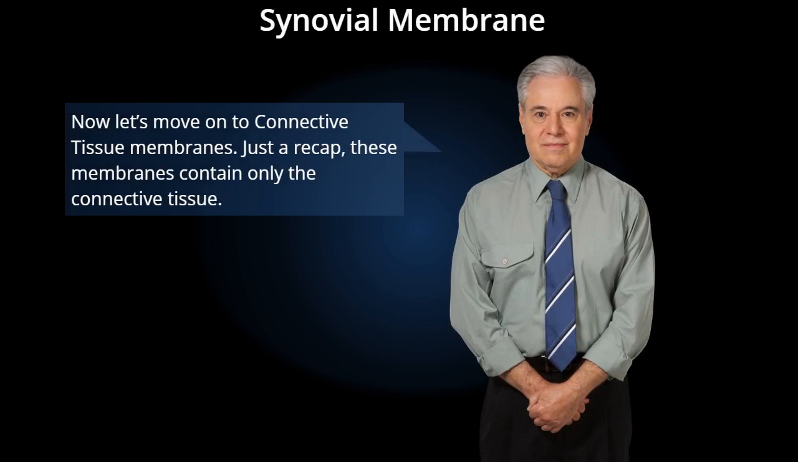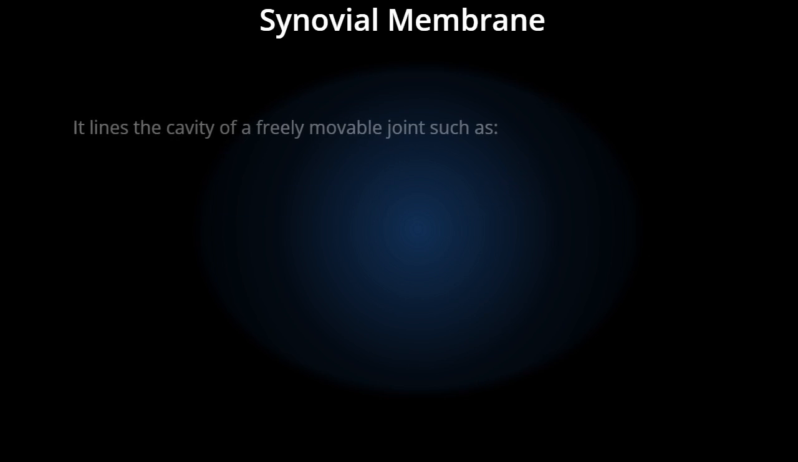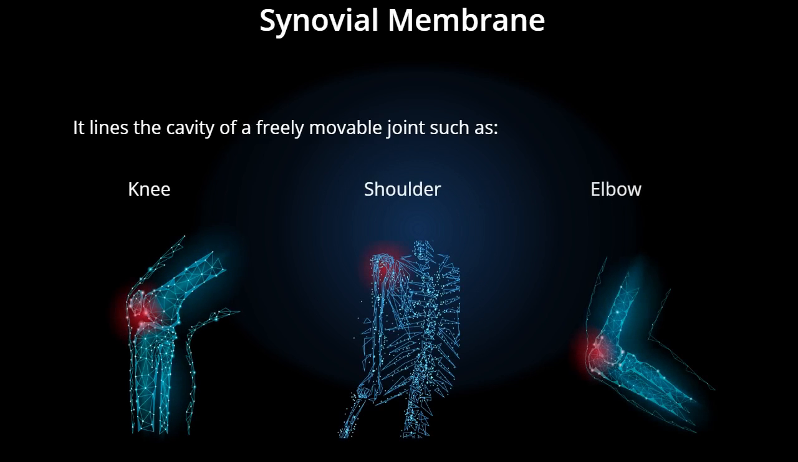Now let's move on to the connective tissue membranes. Just to recap, these membranes contain only the connective tissue. The first one of these is the synovial membrane. It lines the cavity of a freely movable joint, such as a knee, shoulder, or elbow.